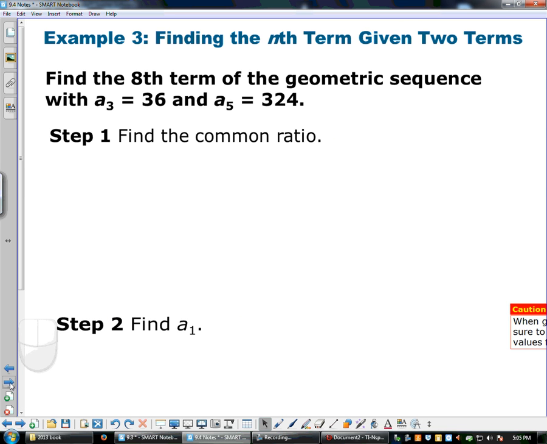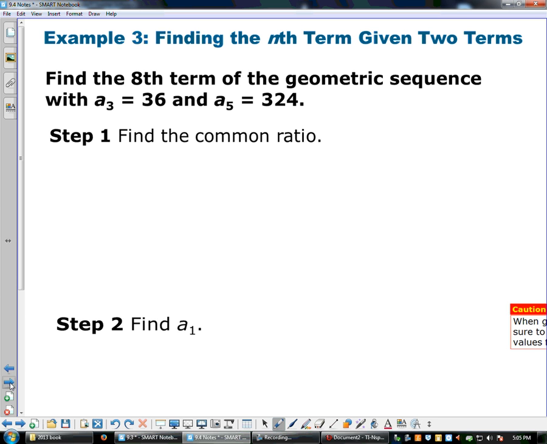Okay, example 3 here. We want to find the nth term given two terms. So I want to find the nth term of the geometric sequence, and I'm given the third term, a sub 3 is 36, and the fifth term, a sub 5 is 324. So my first step is to find the common ratio. So normally when I would find the common ratio, I would just divide the two numbers, and that would be my common ratio.